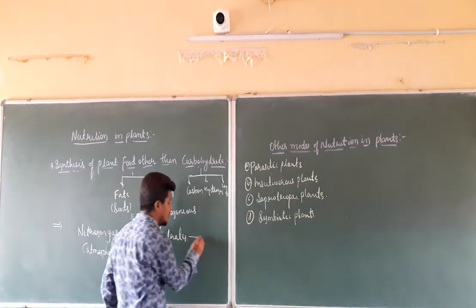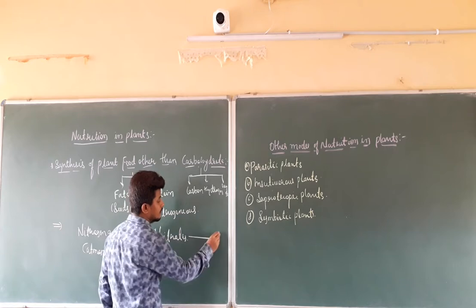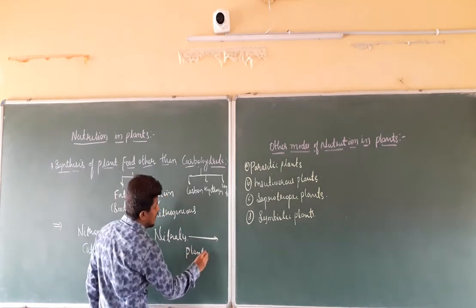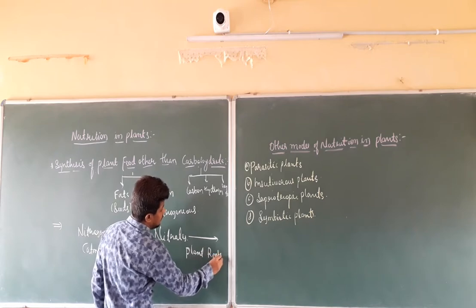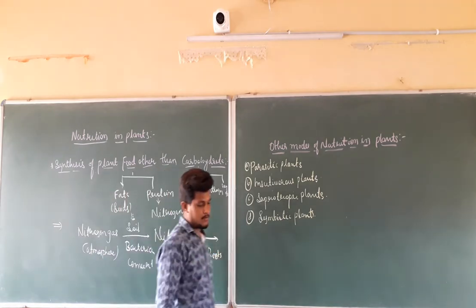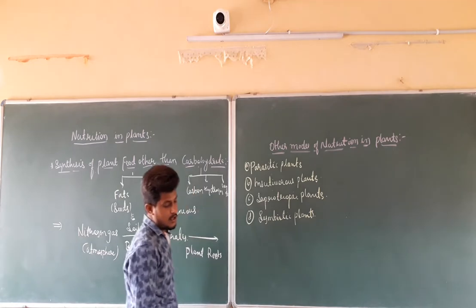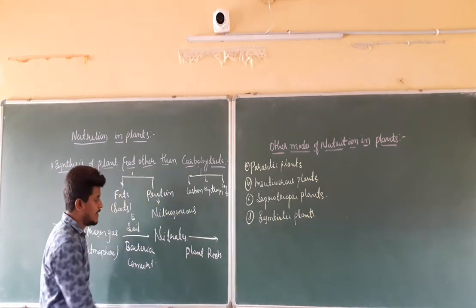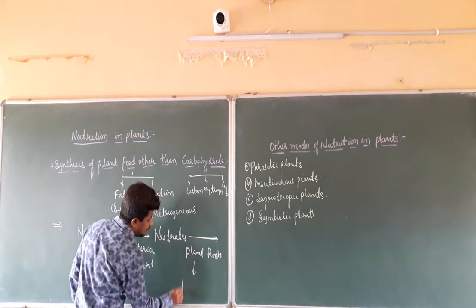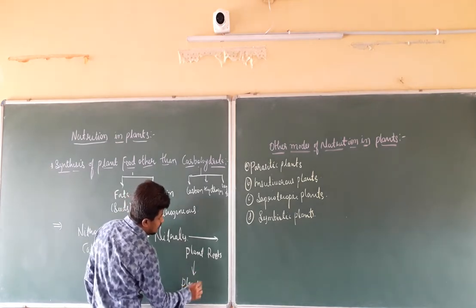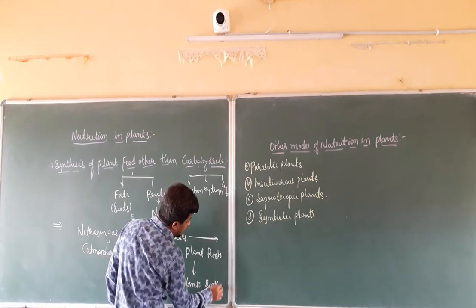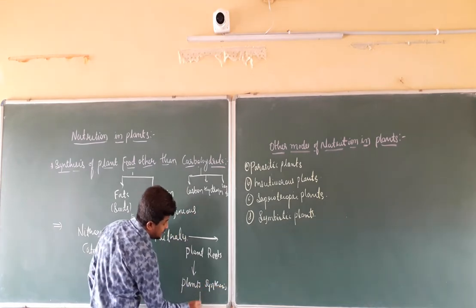These nitrates are obtained by the roots. This nitrate is taken by the plant roots from the soil, so that by using this, the plants are going to synthesize proteins.